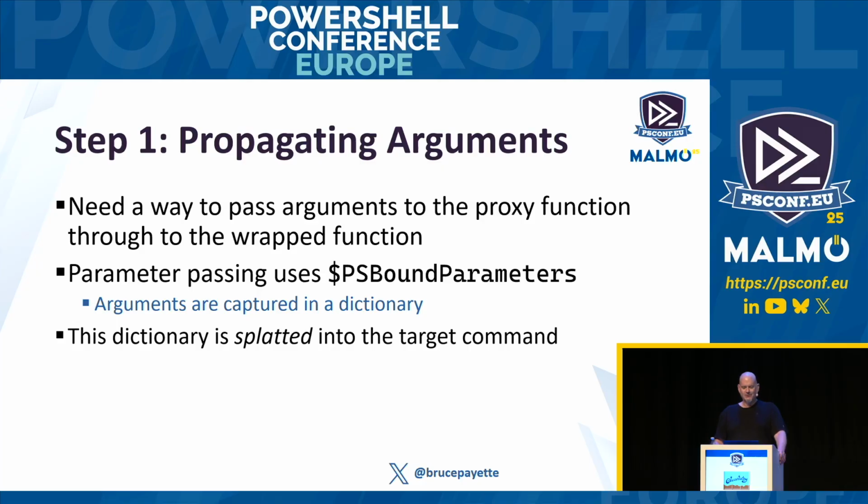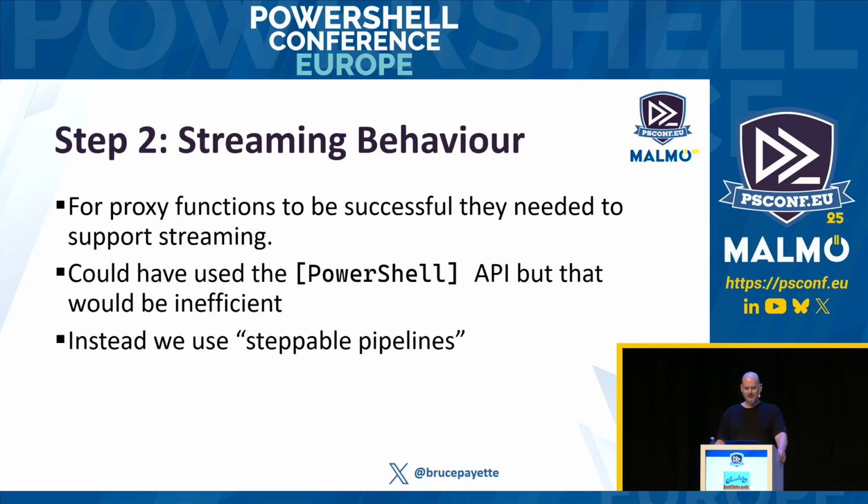Okay, so step number one, propagating arguments. We need a way to pass the arguments through from the proxy function to the wrapped function. The mechanism we have for this is $PSBoundParameters, where the actual arguments to a function are bound to a hash table or a dictionary that can then be passed to the nested command through splatting. Streaming behavior: you could just use the PowerShell API. I'll show how you can do that, but that's not what we use. Instead, we use steppable pipelines.